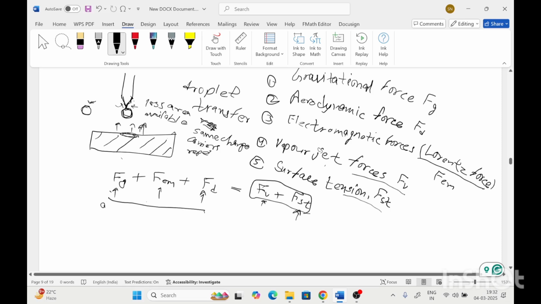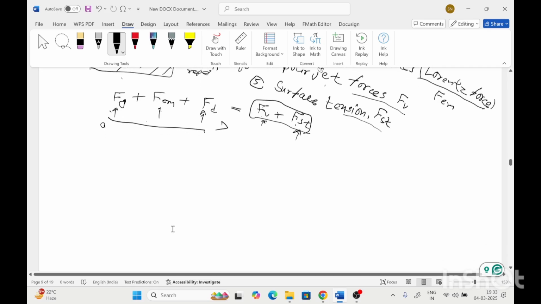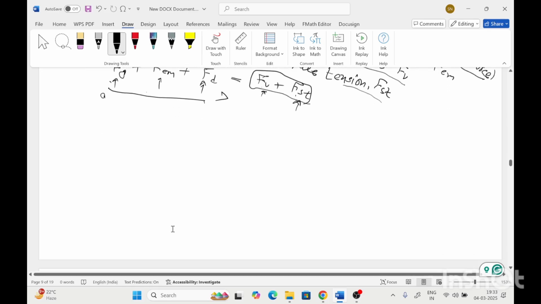Right. So when these three forces are greater than the vapor jet forces or the surface tension, only then will the droplet come to the workpiece. Okay, ma'am. So we will discuss these forces one by one.